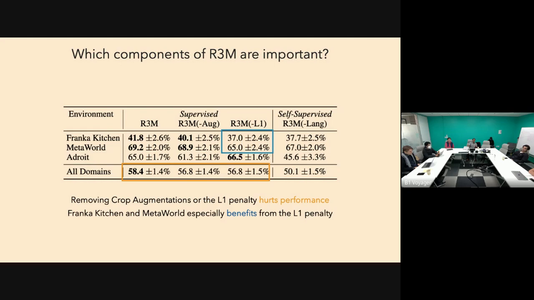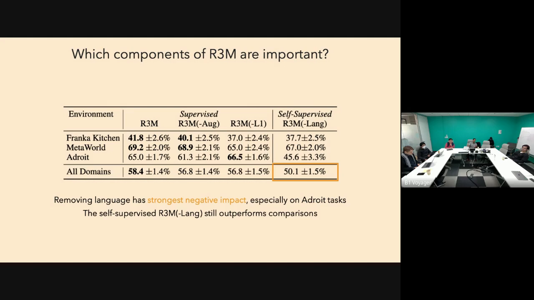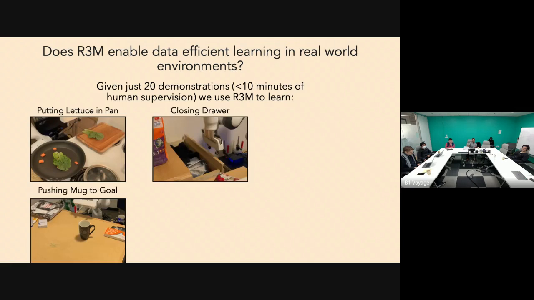We do some augmentations, and if you remove the augmentations or the regularization, you get not a huge drop, but some drop in performance. And if you remove the language part, you get an especially significant drop in performance. So that's a quick run through the ablations.